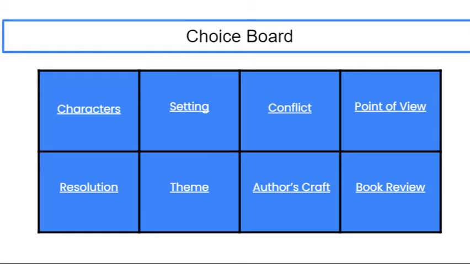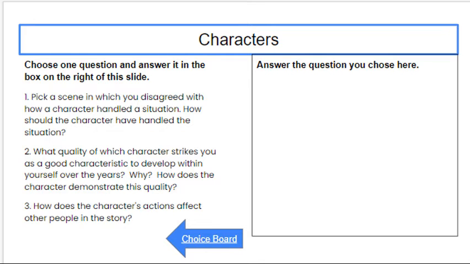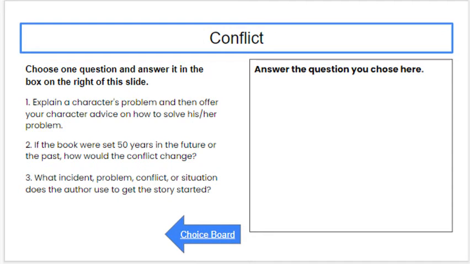I made this board to use with a novel unit. With this tool, students can choose different categories of questions to answer based on where they are in their novels. Once students select a category, they can continue to pick their own path by selecting one out of the three or four questions on the slide. Doing this allows them to best show their understanding of their novels, but you can create questions for any subject.